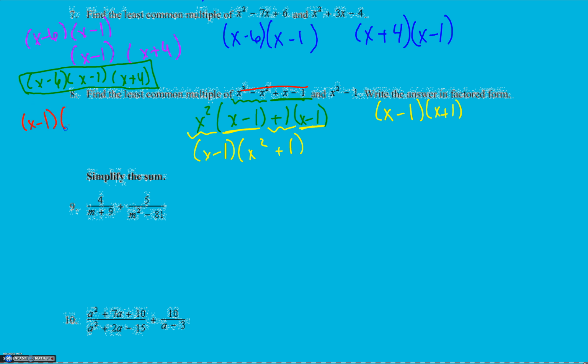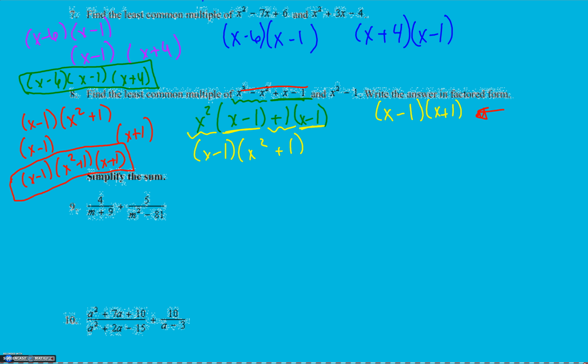So I'm going to make my columns for my first polynomial here. x minus 1, x squared plus 1. For my second polynomial, I put an x minus 1 in my column, and I put an x plus 1 in its own column. I take the most times they occur, which is an x minus 1, just once, even though it's in both, x squared plus 1, and x plus 1. And this right here is my least common multiple.